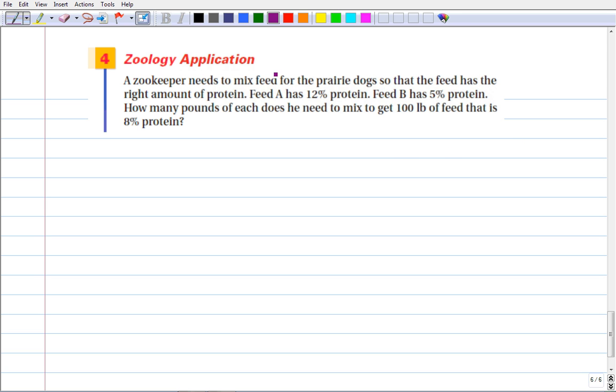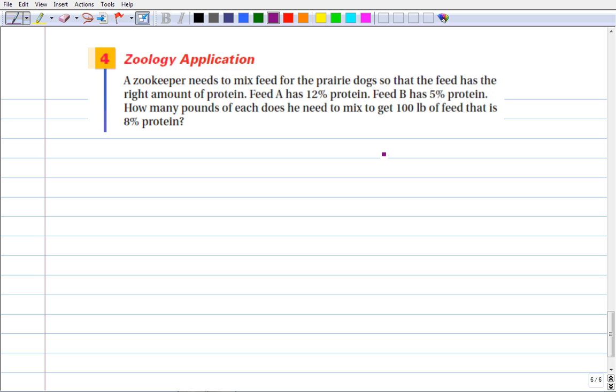So we have a zookeeper who needs to mix feed for the prairie dogs so that the feed has the right amount of protein. Feed A has 12% protein and feed B has 15% protein. How many pounds of each does he need to mix to get 100 pounds of feed that is 8% protein?